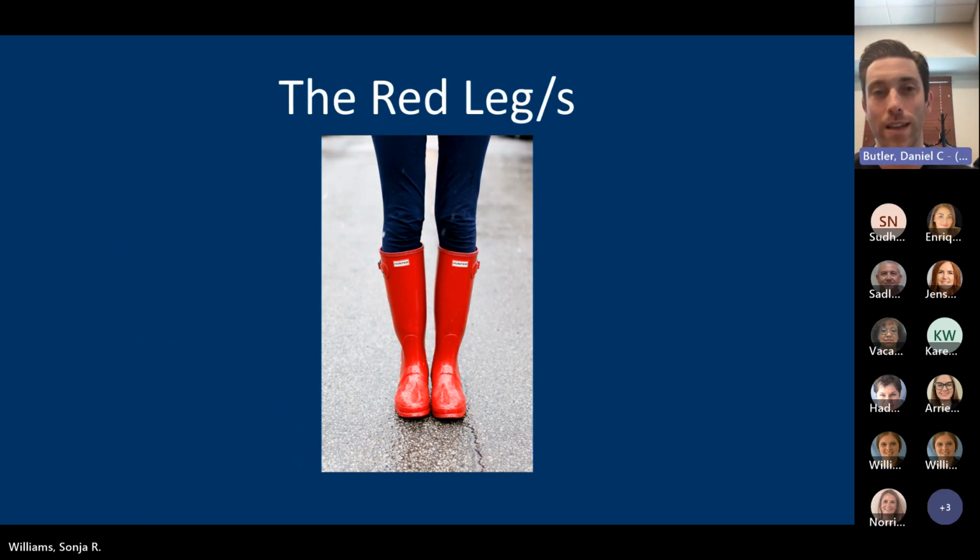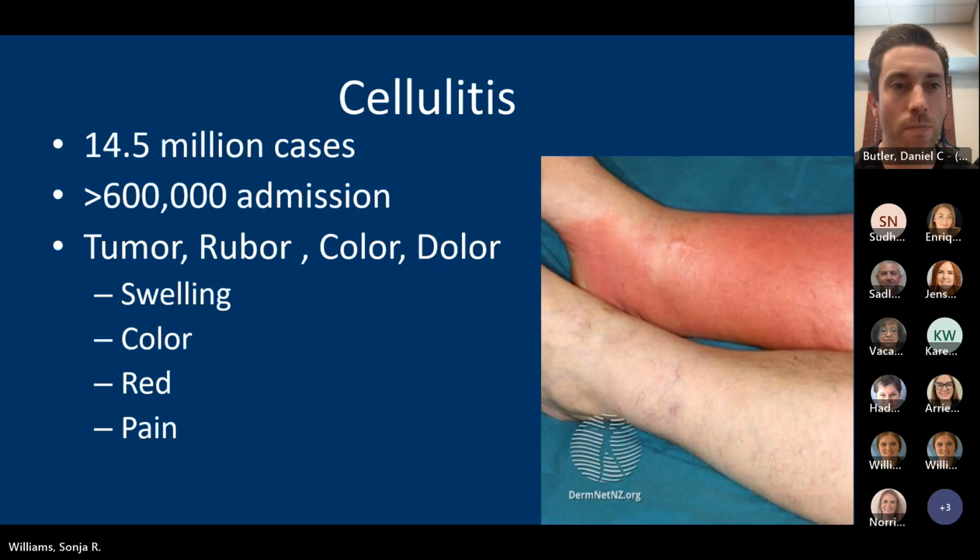All right, the challenge of the red legs. Let's go to the next slide. So why is this such a challenge? There are almost 15 million cases a year, over 500,000 admissions a year. And as we're taught, it's the swelling, the color with redness and pain. Those are really the main ones that we often find with this. And we've all seen this at some point in our career, or at least answered questions about it. So it's one of those can't-miss diagnoses. Next slide.